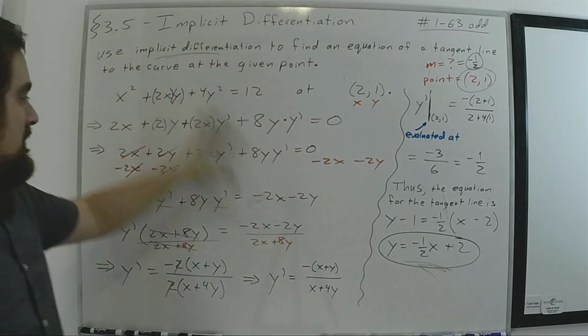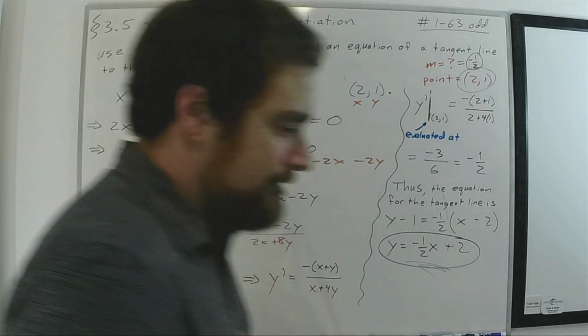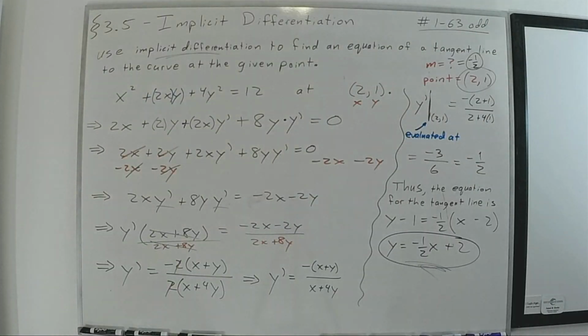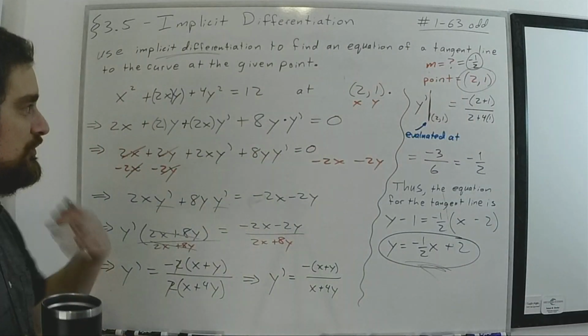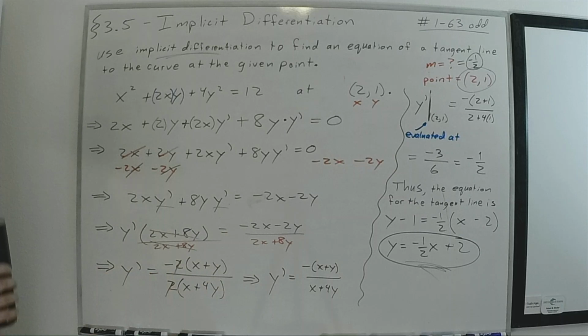So the differentiating got a lot more involved, right? But again, implicit differentiation it's not too terrible. It really is just a more general extension of the chain rule.